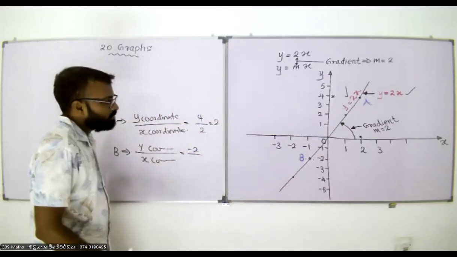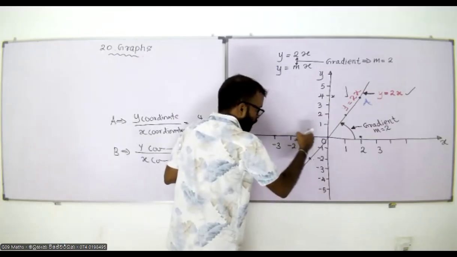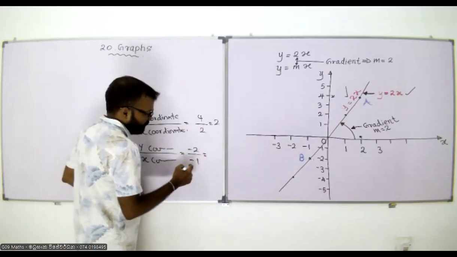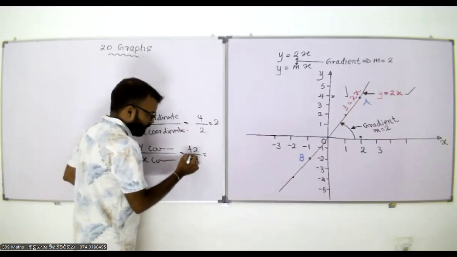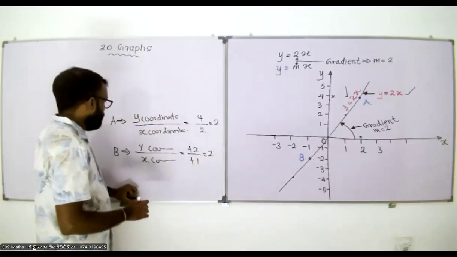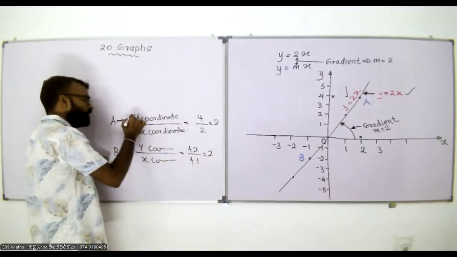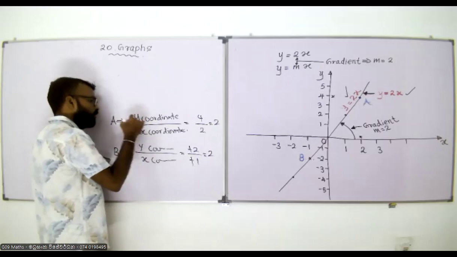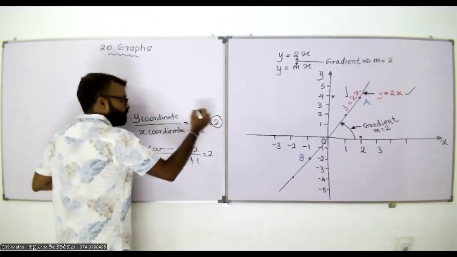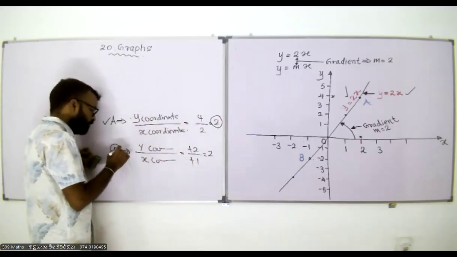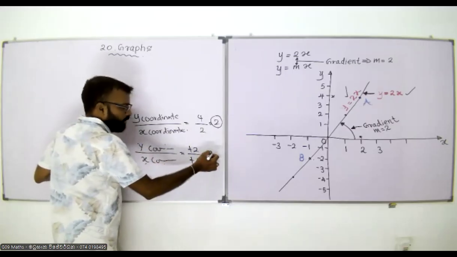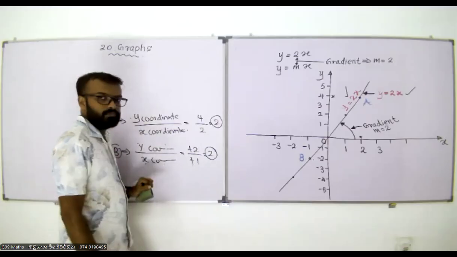X coordinate is -1. -1. So, what is the value? Negative divided by negative, positive. 2 divided by 1, 2. Right? So, if you get the division of y coordinate and x coordinate of point A, it will give you 2. If you consider the point B and get the division of y coordinate and x coordinate, it will again give you 2.